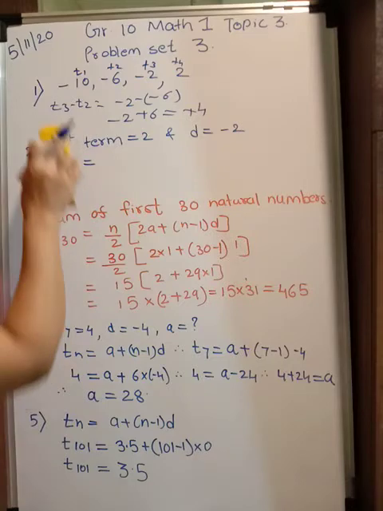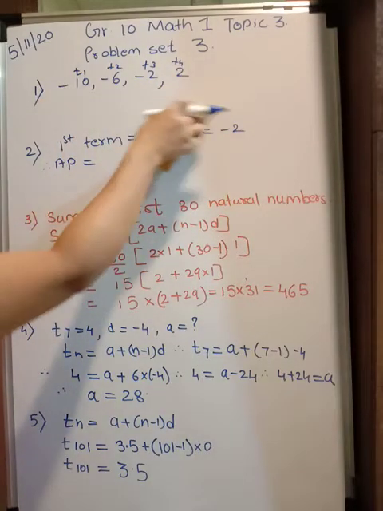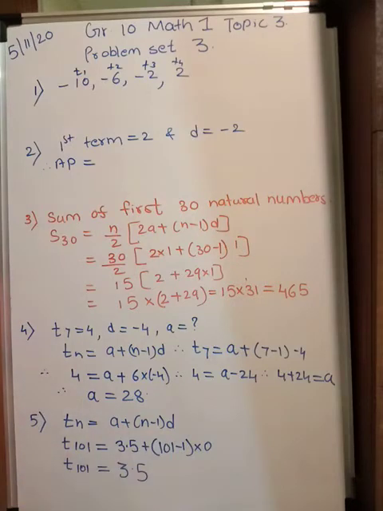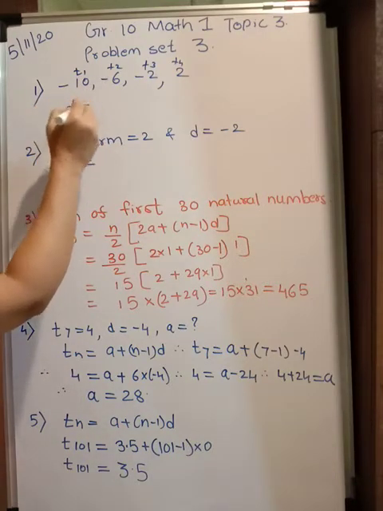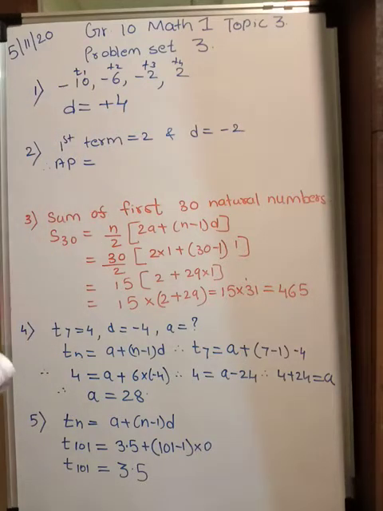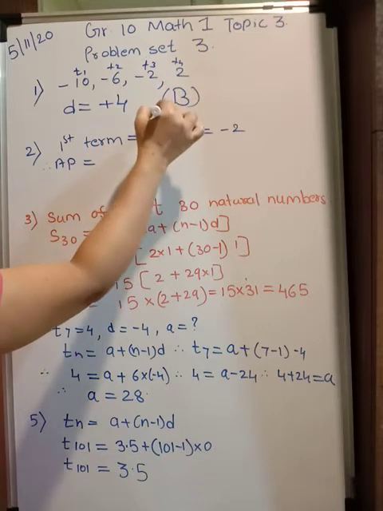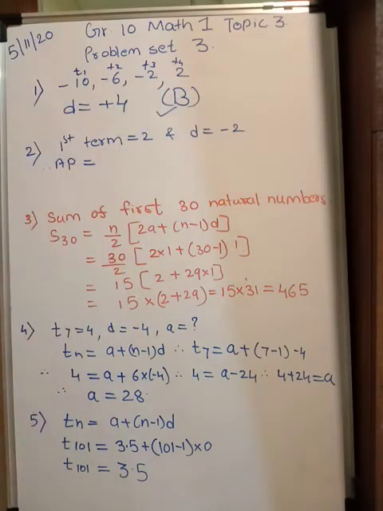So it is an AP, no doubt, because the difference between any two consecutive numbers is constant, and the difference is +4. So what is the correct option? It is an AP, reason d equals 4. So I think this is the B option. B is the correct option. Four options are given, A, B, C, D. Among that, B is the correct option.